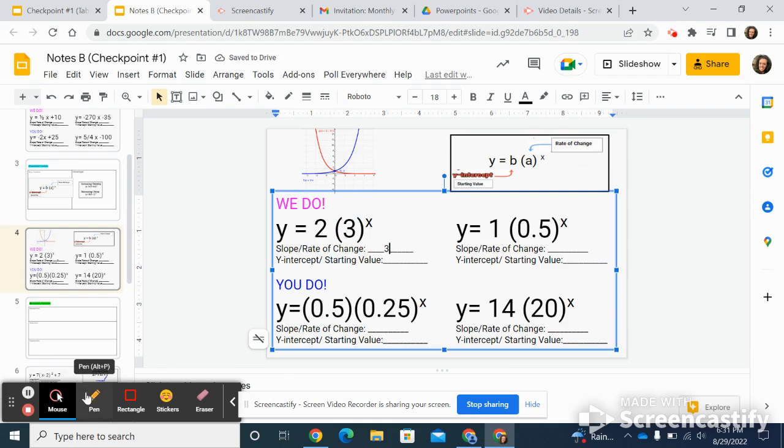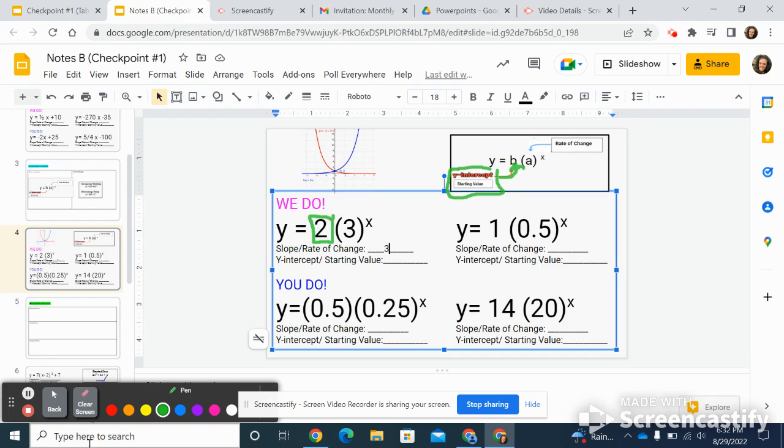Next one is asking, what is the y-intercept or the starting value? Well, back in our picture, the y-intercept or the starting value is that number that's not attached to x. It's usually the number out front, but again, it's the number that's not attached to x. Just in case it's not out front, it's the number that's not attached to x. So for us, that number that's not attached to x is the number 2. So that's going to be our y-intercept or starting value. Again, pretty easy. Look at your picture, look at what it's labeled, and that's your answer.